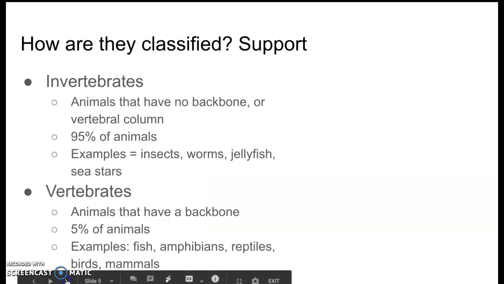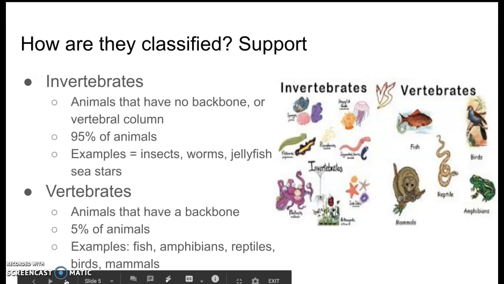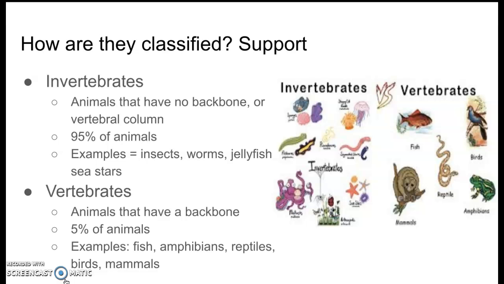Okay, so our next discussion is on how all these animals are classified. So how are they divided? Now we understand the basic characteristics of all animals, but now we're going to start breaking them down into groups. So we have two groups here, the invertebrate group and the vertebrate group. So invertebrates have no backbones, basically no spine, no bones growing.